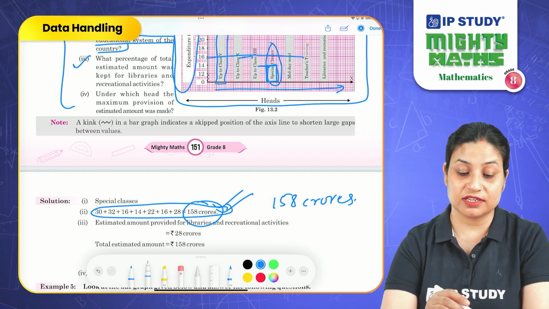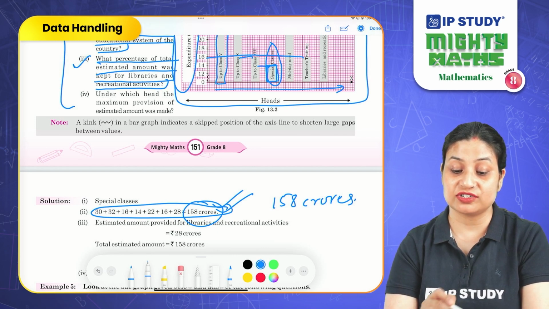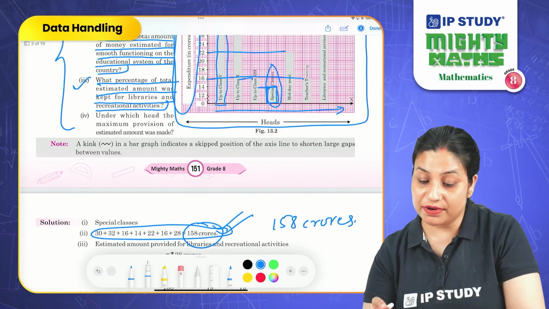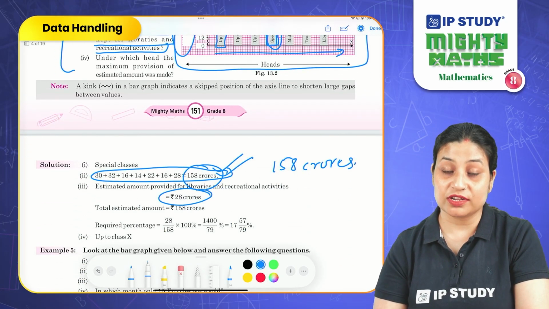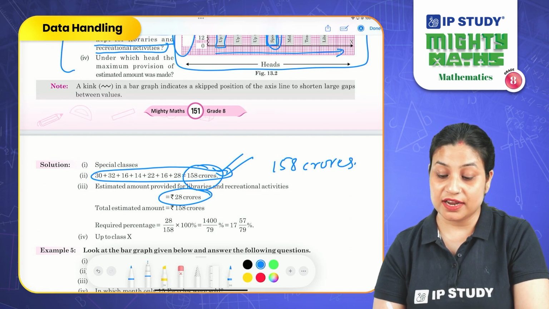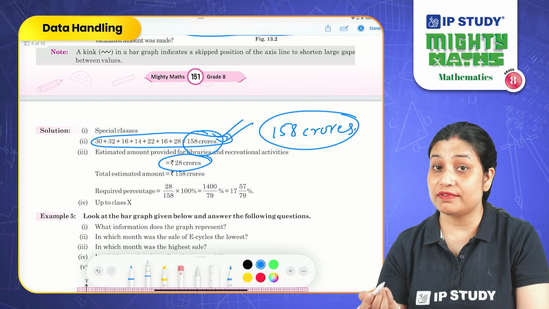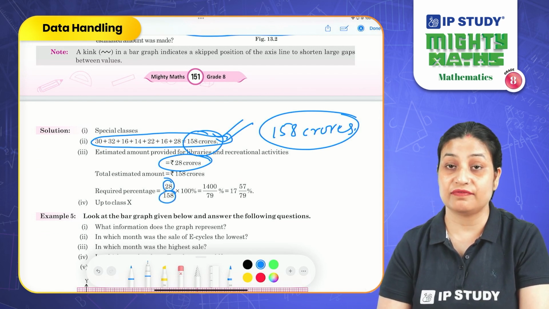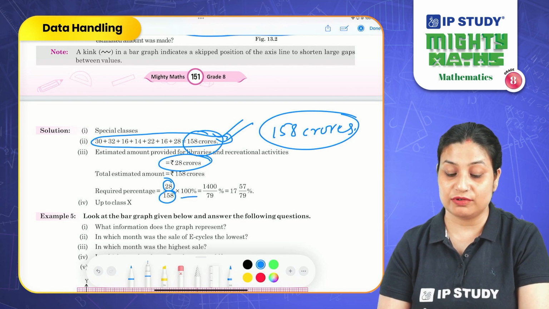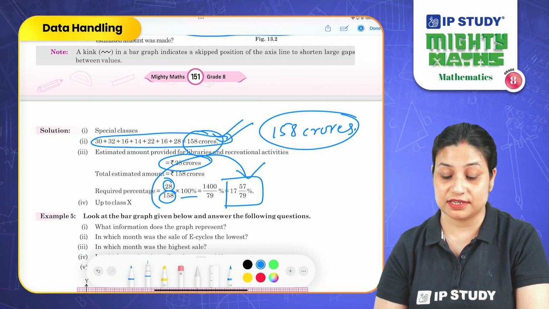Now let's see what the third part is asking. What percentage of the total estimated amount was kept for libraries and recreational activity? Now check libraries and recreational activity. For that we have 28 crores, right? And what is the total budget that we have already spent? It is 158 crores. So we have to find out the percentage. In order to find out the percentage, we have to divide 28 by the total amount, that is 158, multiplied by 100. If you do so, you will get your desired result, that is this much percent, right?